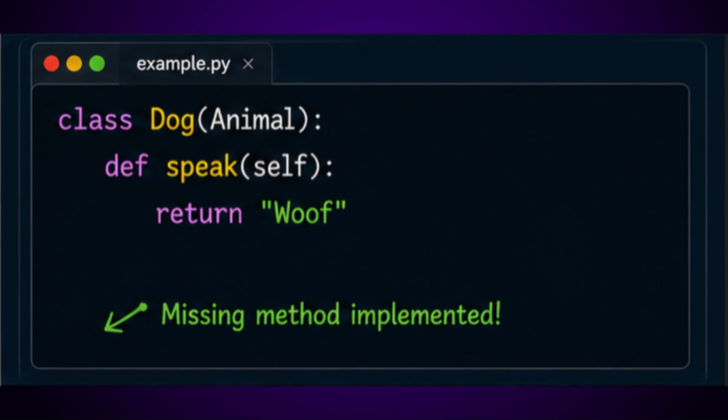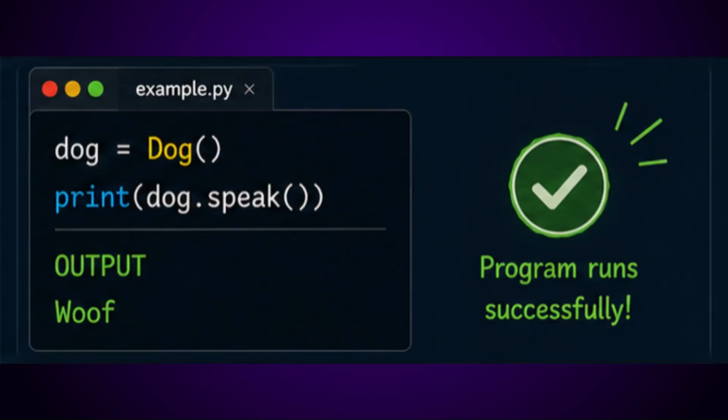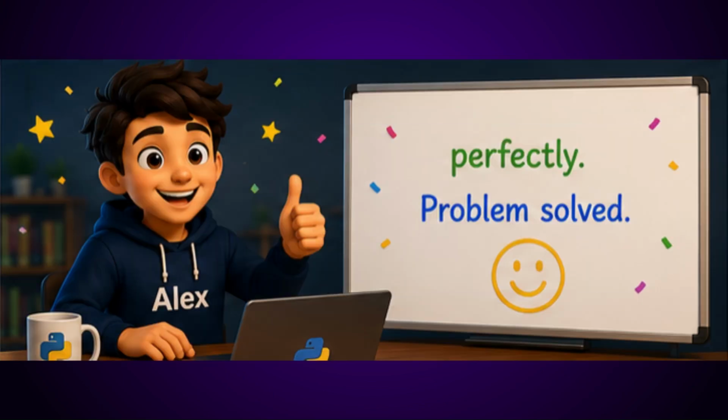Alex implements the missing method, runs the program again, and everything works perfectly. Problem solved.